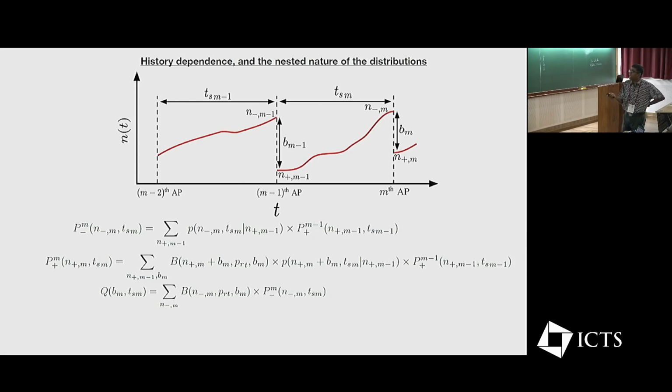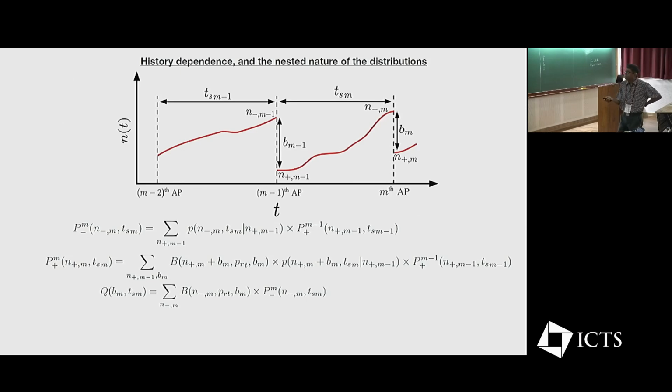this number n plus. So notations first. N plus is the number n(t) just after an action potential. N minus denotes just before the action potential, and b_m is the difference. Okay. But as you see, this number n plus depends on the cycle m, n minus and b also depend on the cycle m. Similarly, for the previous cycle, there are other numbers.